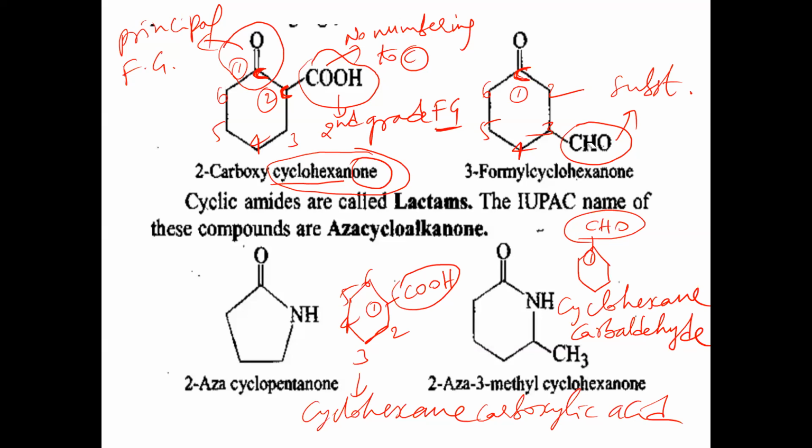So this formyl is attached to which carbon of this ring? Third carbon. So 3-formyl, cyclohex. The ring contains 6 carbon atoms with all single bonds: cyclohexane, hexane, ONE. ONE is the secondary suffix. Formyl here is the secondary prefix. Formyl is the secondary prefix, ONE is the secondary suffix. Remember. So 3-formylcyclohexanone is the IUPAC name of this compound.